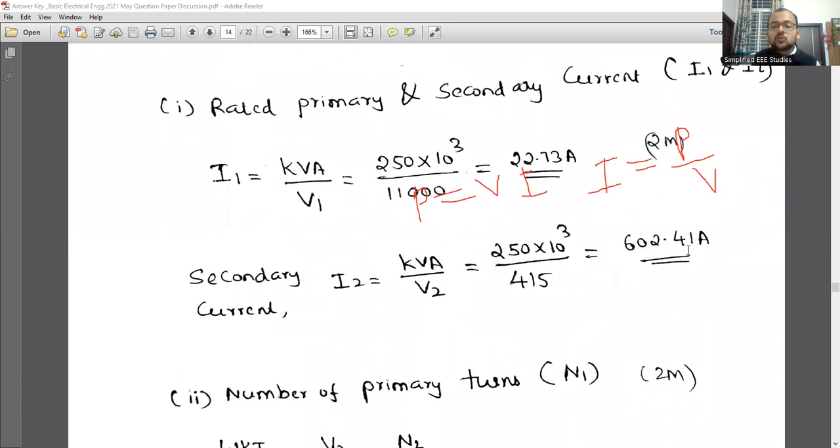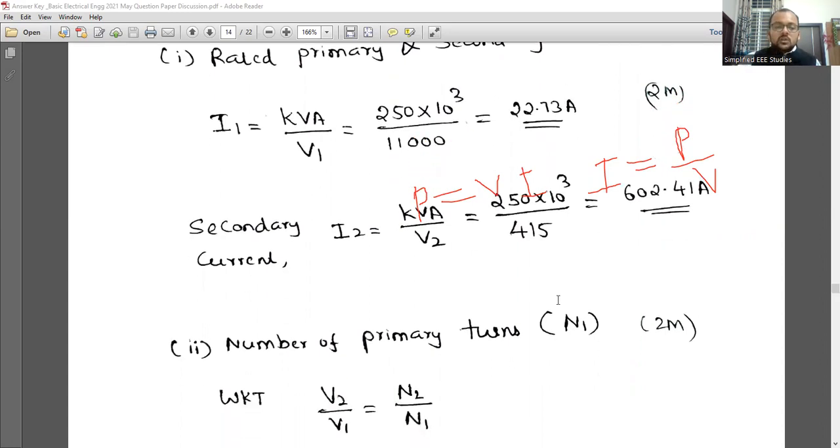I'm getting 602.41. I request everyone kindly verify the answer. Take a calculator, and in parallel please verify, because I have done it manually, in a hurry, since your exam is very near. That's why I made it. So students, please calculate accordingly and verify the results. If any anomaly is found, please inform me. You can put it up in the comment box.